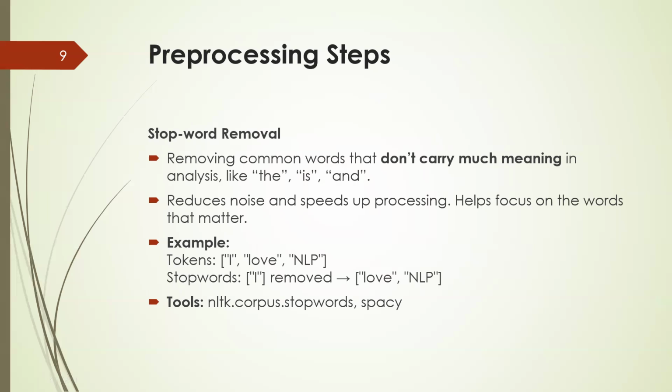Stop word removal: removing the common words that do not carry much meaning in the analysis, like is and this, called stop words. It reduces noise and speeds up processing. It helps focus on the words that matter. I love NLP: here the stop word is I, so I will be removed, leaving love NLP as tokens. NLTK's corpus of stop words and spaCy can be used for stop word removal.